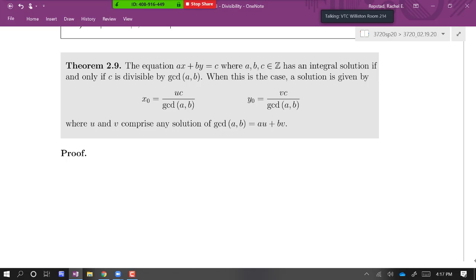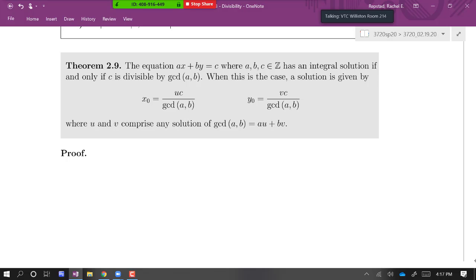So we imagine a, b, and c are some particular integers, like they're fixed. And the equation has an integral solution, and by integral solution we mean integer solution, if and only if c is divisible by the greatest common divisor of a and b. So if you imagine that a, b, and c in this equation are fixed integers, an integer solution would be values of x and y that will satisfy the equation. And what this theorem says is that the equation will have integer solutions for x and y if and only if c is divisible by the greatest common divisor.